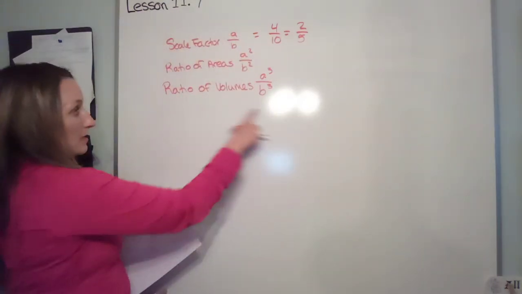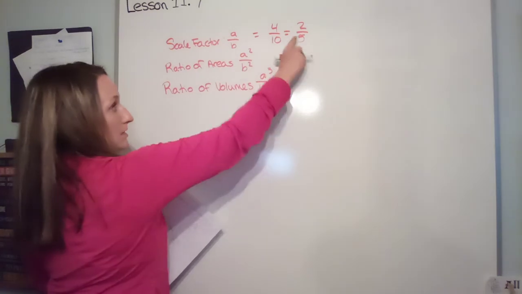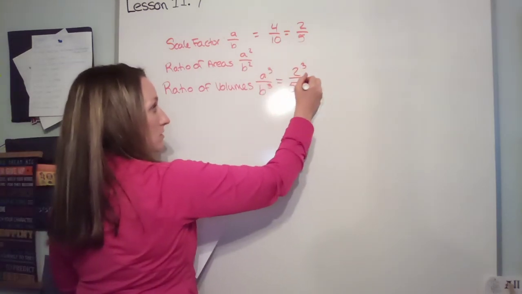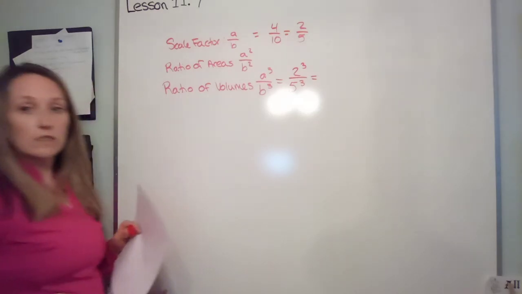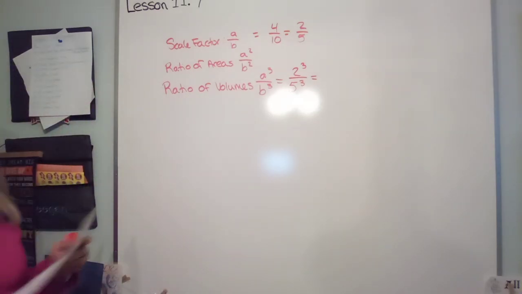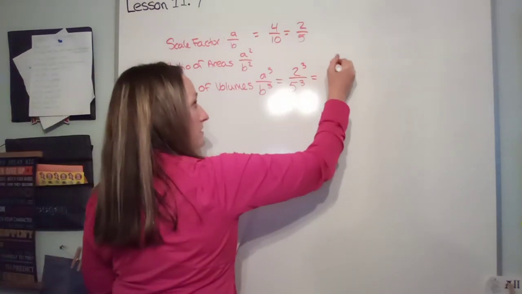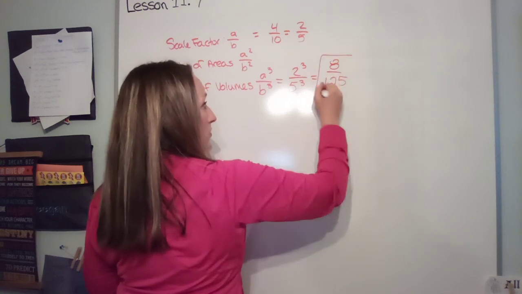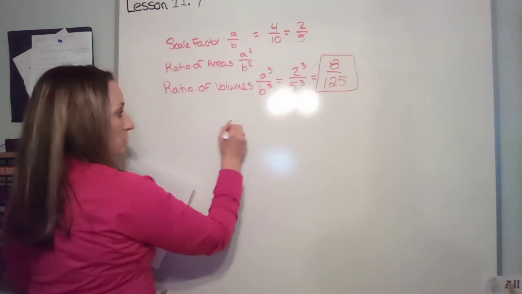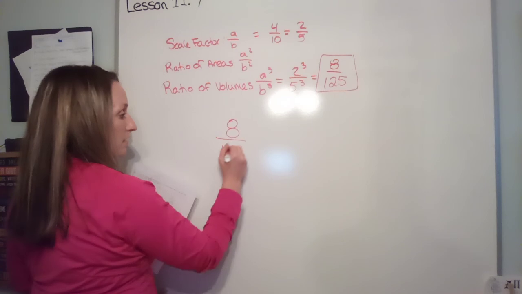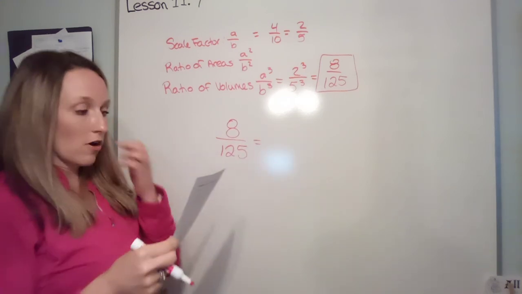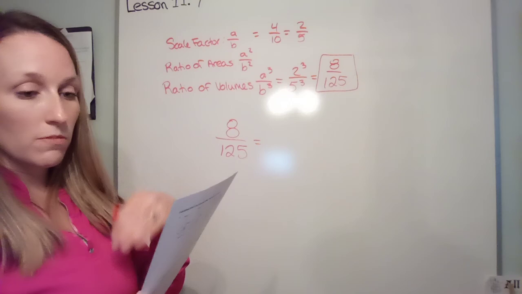So I need the ratio of volume. So I'm going to take my simplified scale factor and cube both of those values. All right, and that is going to give me my ratio of volumes, which is 8 to 125. This is what I need to use in order to set up a proportion. 8 to 125 is equal to the volume of the small over the volume of the large. Volume of A to volume of B.